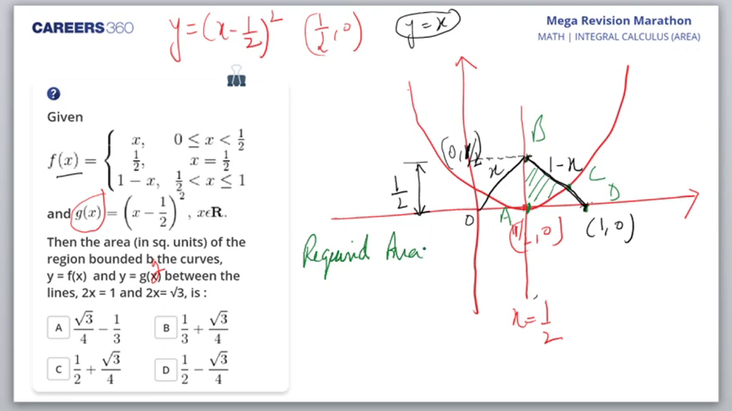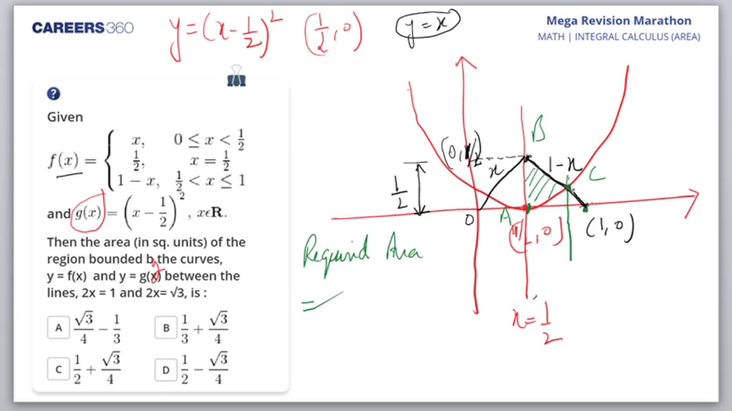Obviously, the shaded portion. How would you get it? The required area would be the area of trapezium ABCD. Sorry, I'll not make this point D, I'm not interested in it. I'll make this line. D, I'll rub it off. D is useless to me. Okay. So rather, I will name this point. This is A, this is B, this is C.